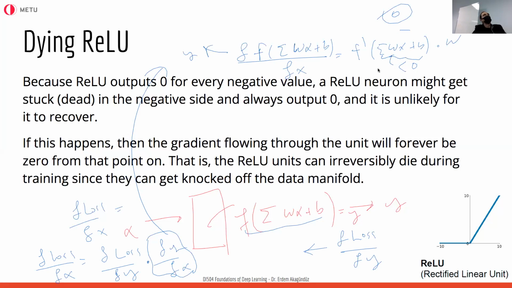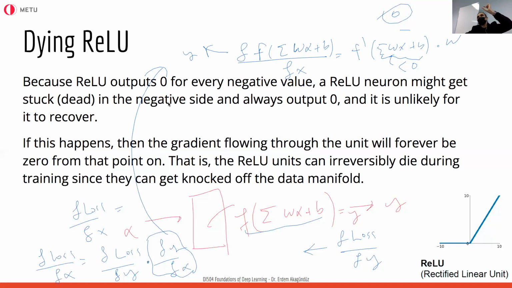Because the output is zero for every negative value, a ReLU neuron might get stuck dead, not being able to feed any gradient backwards on the negative side and always outputting zero, and it's unlikely for it to recover. Why is it unlikely to recover? Think of the training. You're feeding something back, okay?